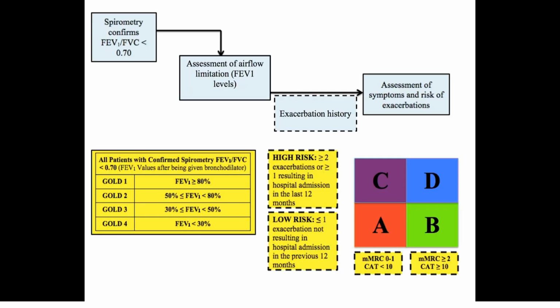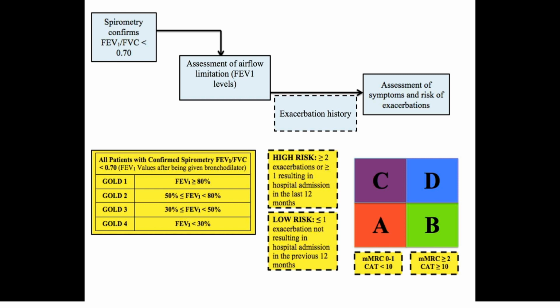So first of all, we send the person for spirometry. If FEV1 to FVC is less than 0.7, it confirms bronchial obstruction. Then we check FEV1 level and check if bronchial obstruction is mild, moderate, severe, or very severe. And we have to write it in the diagnosis: COPD, moderate severity of the disease.